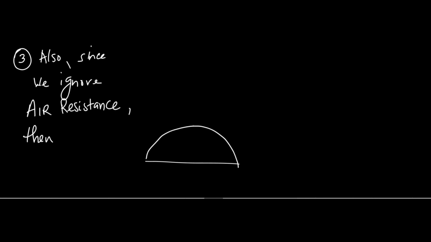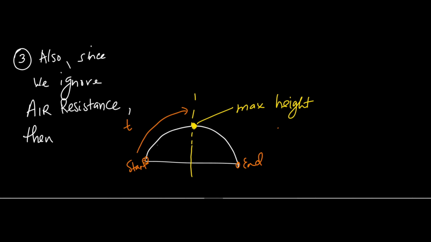Also, since we ignore air resistance, we make an assumption. At our maximum height, assuming of course this object forms a uniform trajectory, we assume that the time it takes for that object to reach a maximum height from its starting point is the time it takes for that object to move from that maximum height to its final endpoint, which is of course the same horizontal position.